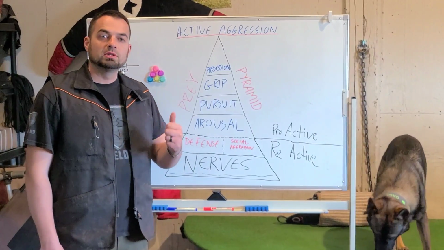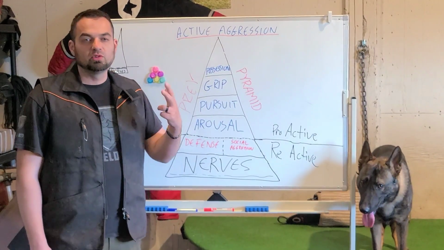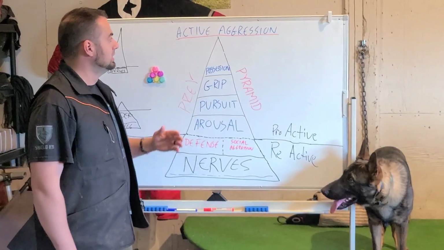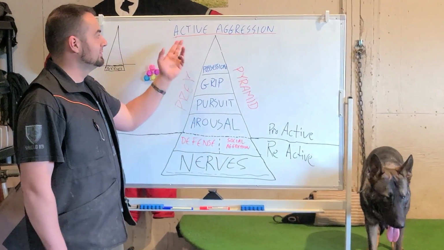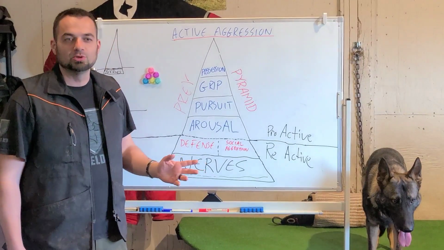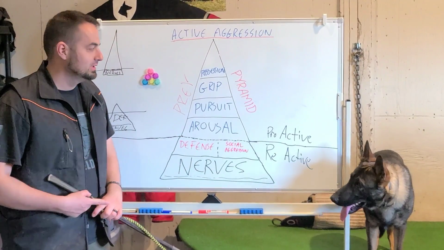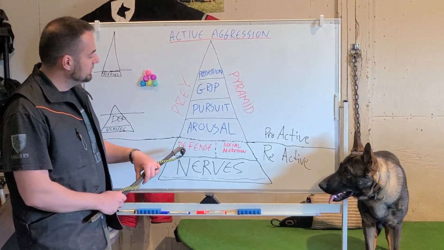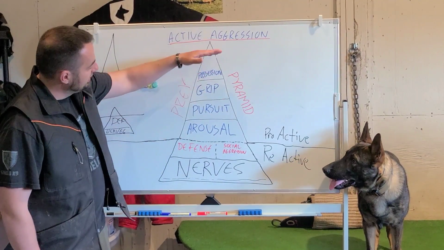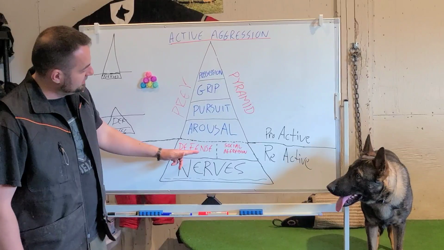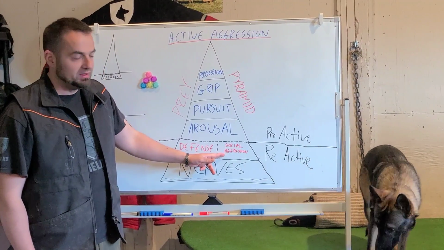This applies whether you're doing sport, police, personal protection, whatever it is you're doing. Everybody's looking for active aggression. We might call it different things, but active aggression is the happy place for the vast majority of dogs if you're doing a discipline like this. So the fence is right down here. You can see it, okay? The prey pyramid is up here, so the blue writing is the prey pyramid. I put defense in red, and then right next to it we have social aggression.